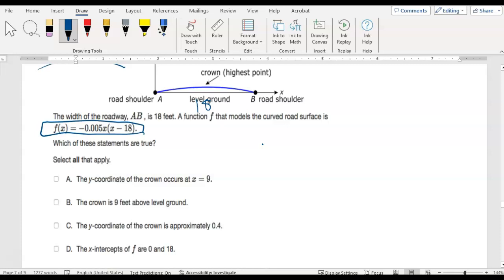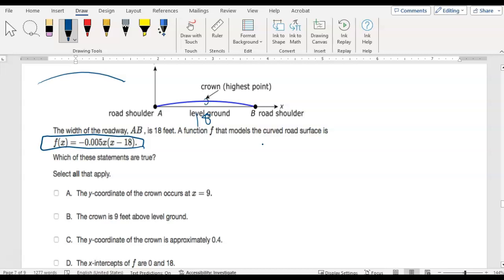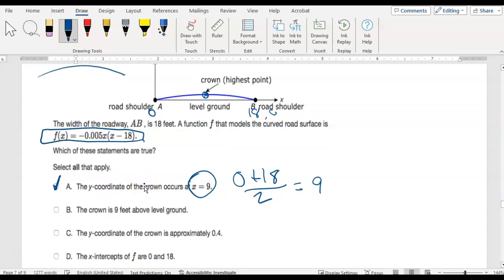So the y-coordinate of the crown occurs at x equals 9. So it's asking if here, does x equal 9, right, at that vertex. Well, if we know the road is 18 feet, that means this is 0, right? And this is 18 comma 0. The middle point between 0 and 18 would be 0 plus 18 divided by 2, which is 9. So at x equals 9, that's where this crown would be. So that does, in fact, ring true. It says B, the crown is 9 feet above the ground. No, not necessarily.